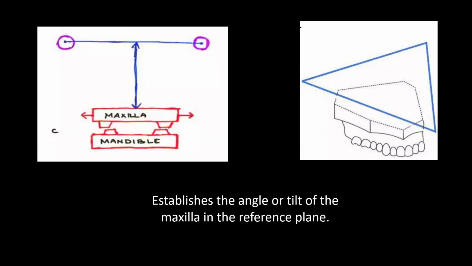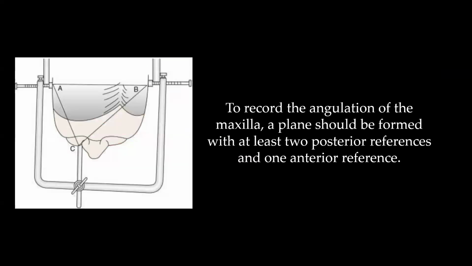Establishing the intercondylar axis, the posterior points act as posterior reference points, and taking an anterior reference point such as the nasion or the orbitale, we establish a plane, and the angle or tilt of the maxilla to this reference plane is known as the orientation jaw relation. To record the angulation of the maxilla, a plane would be formed with at least two posterior reference points and one anterior reference point, as shown in the image below.